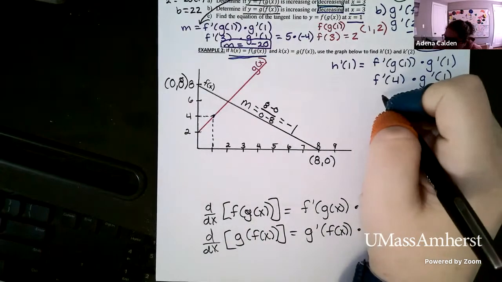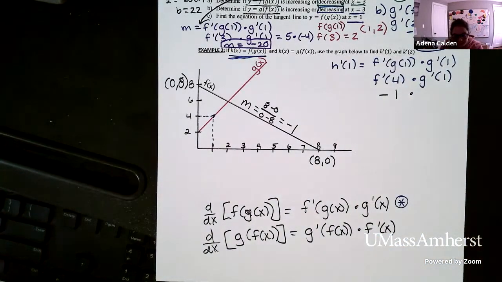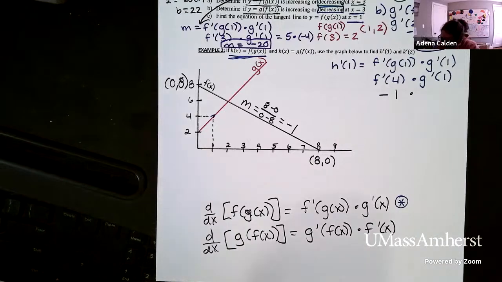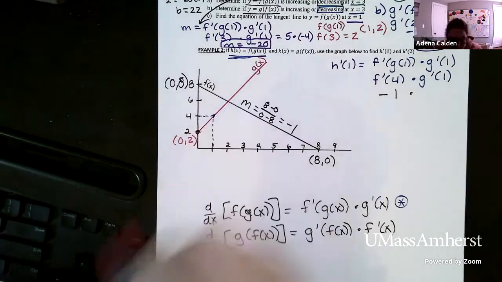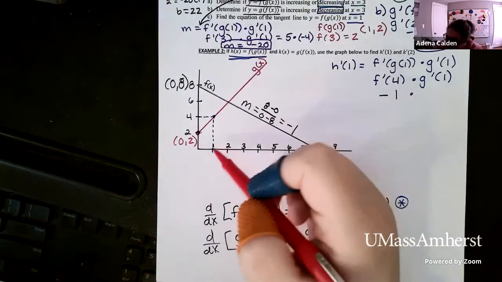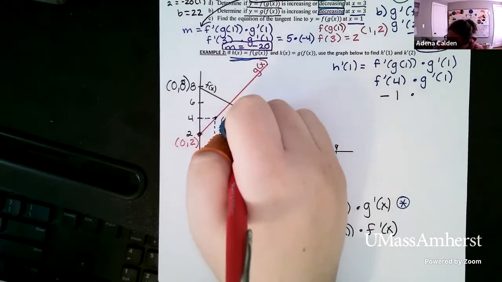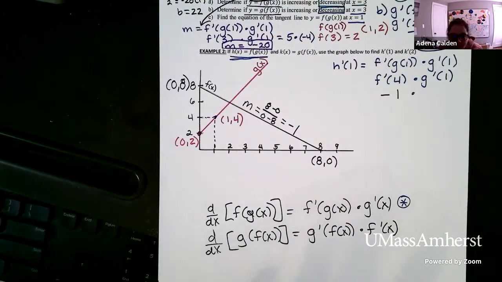So that means that f prime of 4 is going to be negative 1. I'm going to do something similar to my g function. I want to get the slope of the line. So let's see. I'm going to use this point here. So I have the point (0, 2). And then I also already have the point (1, 4). So I'm just going to go ahead and use that since I already found it. Okay. And again, you can pick any 2 points on this line. You should get the same slope.